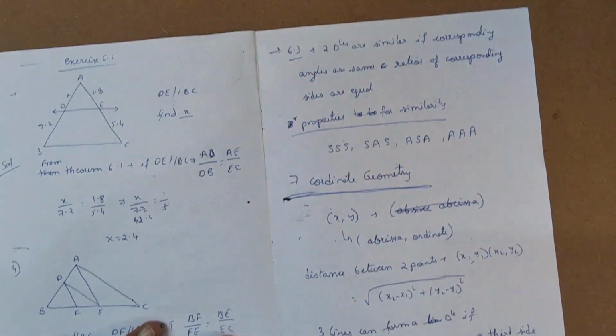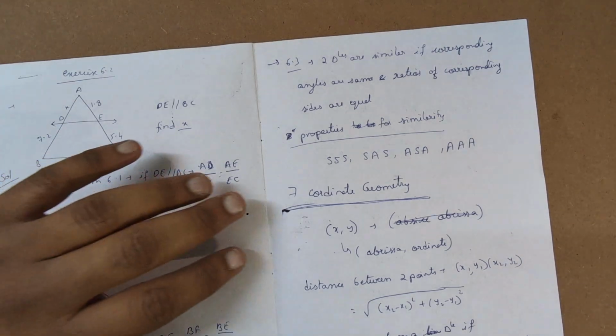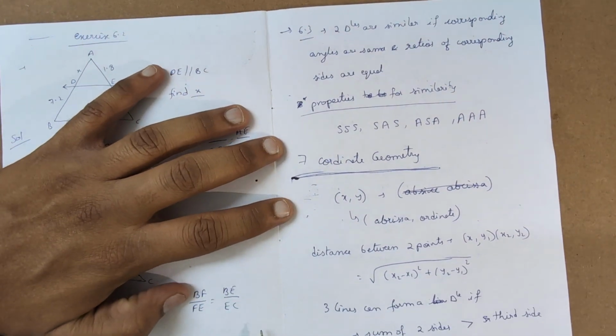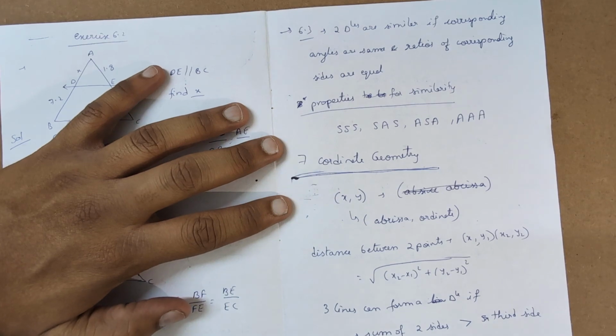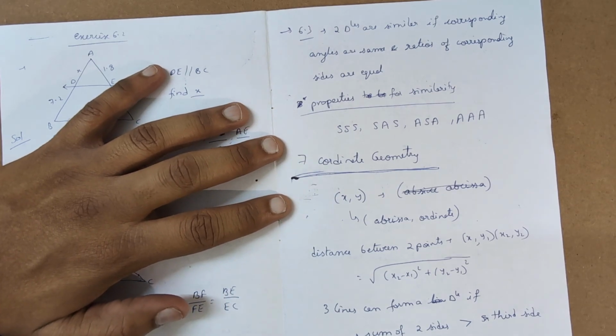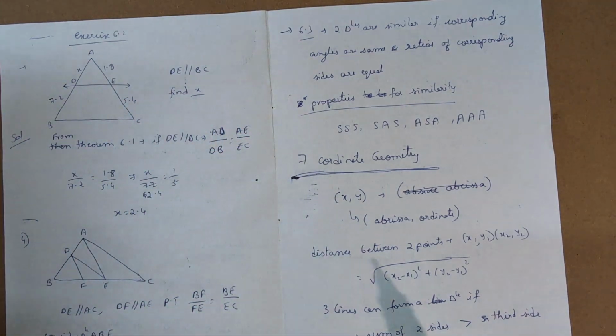Okay, so let's move to the 7th chapter. So what is the 7th chapter? It's coordinate geometry. It's a bit easy because it is based on only two parameters, that is X and Y. We need to find the lengths, differences and so on, and then figure out whether it is a square, rectangle, or kind of things.